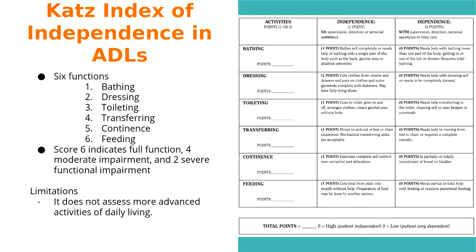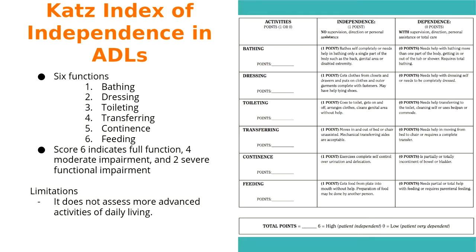So some universal screening tools are going to be the Katz Index of Independence in ADLs. And this just measures the patient's ability to perform certain tasks. There are 6 functions: bathing, dressing, toileting, transferring, continence, and feeding. And you basically give 1 point if the patient can do this independently, and 0 points if they're dependent and need assistance.